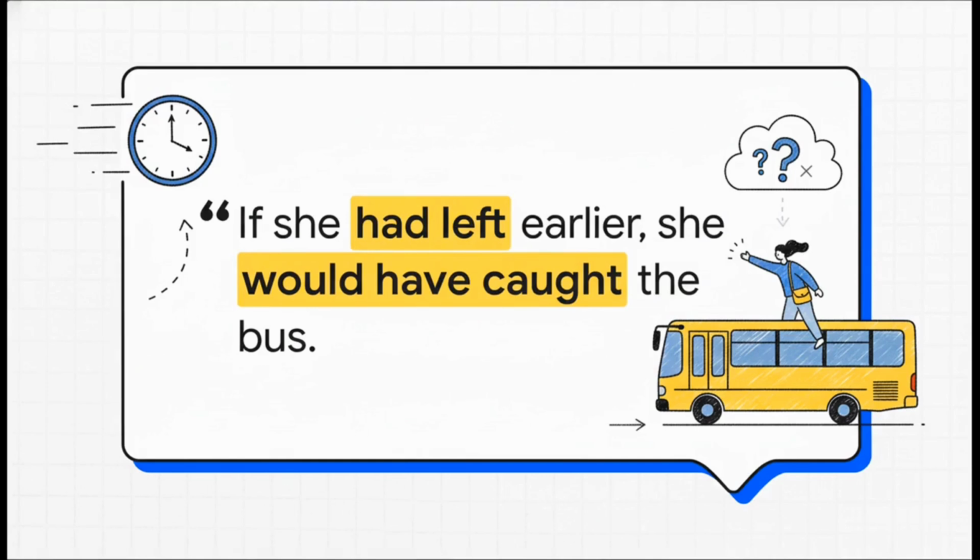Let's put some real words to this. Check this out. The condition is, if she had left earlier, that's our if clause. In reality, nope, didn't happen. And the result, she would have caught the bus. That's our main clause. That's the imaginary outcome. See? Simple, clean, and really powerful.